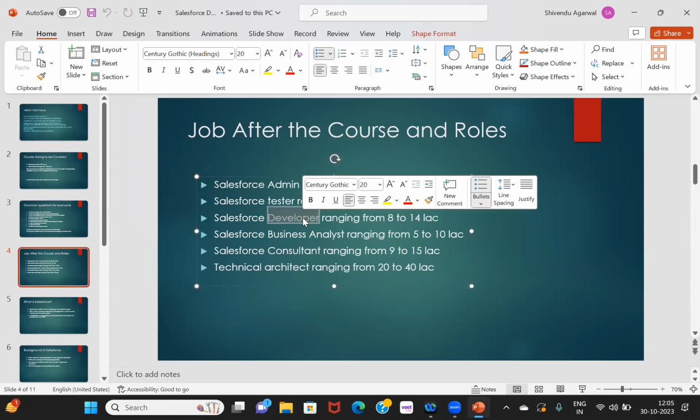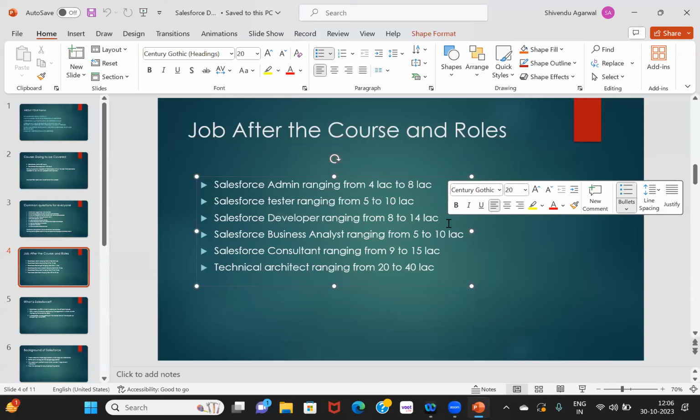Then Salesforce developer, where you have to focus more, because a developer can do the work of an admin also. That ranges from 8 to 14, and the number can change. It depends upon your technical interview, how you perform in the interview. It can be up to 20 lakhs, up to 25 lakhs also. For a developer we don't have any fixed number. It depends on the company. Some product based companies give a very good package to Salesforce developers.